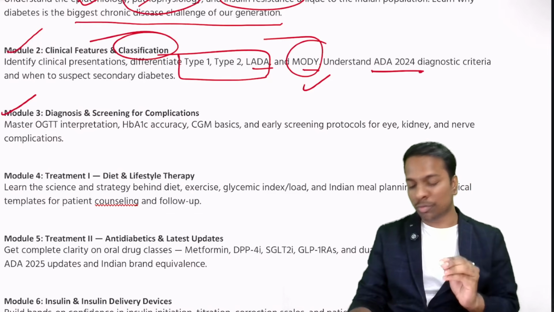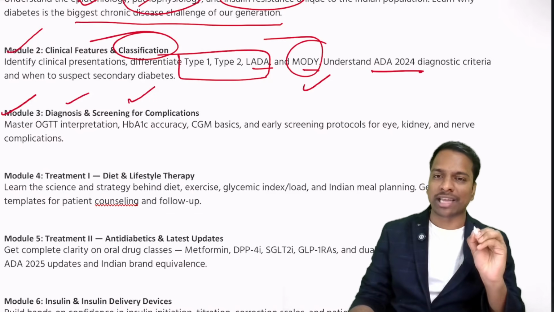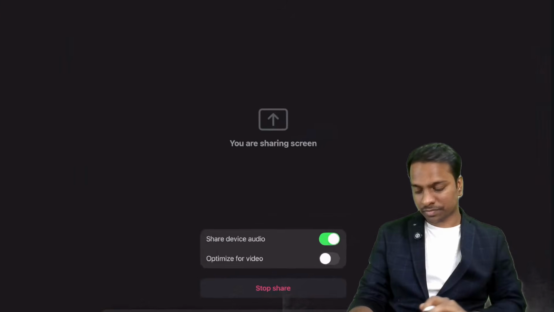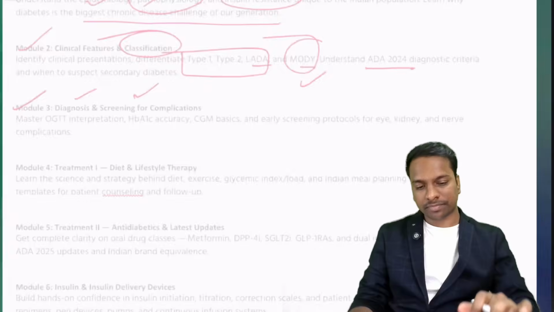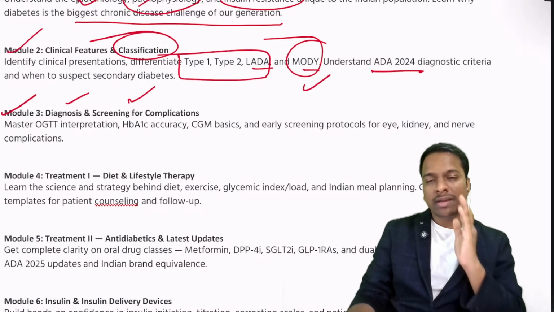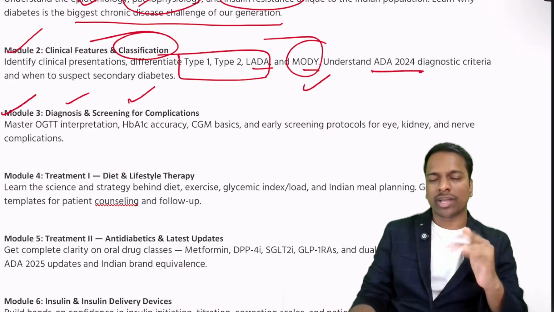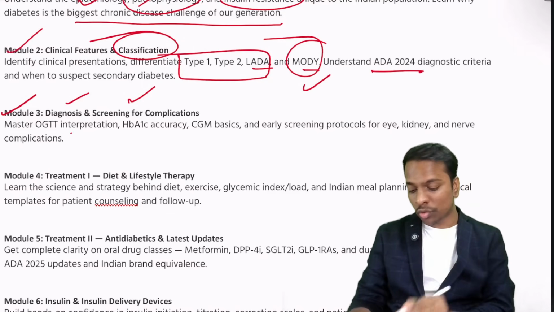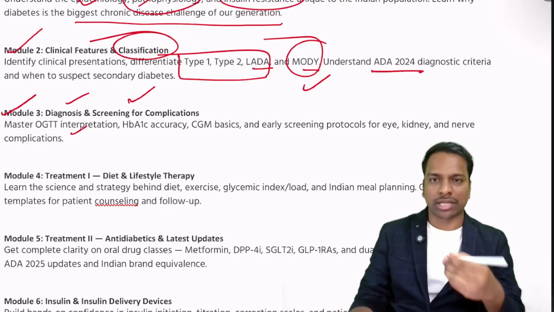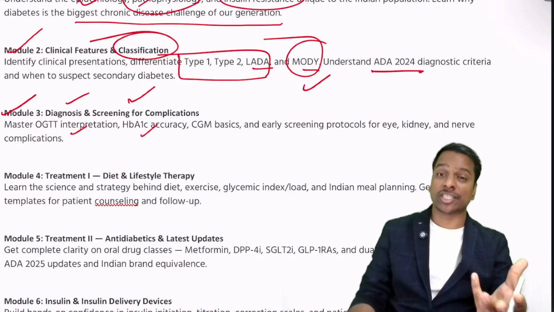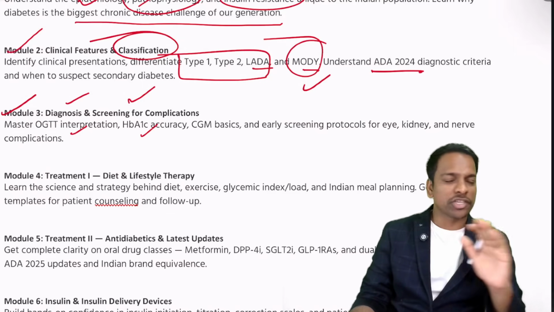Module 3 will be diagnosis and screening of diabetes, the diagnostic criteria. What exactly is there in diabetes is very, very important. What is the OGTT interpretation, what is the classification that we have kept for this, what is HbA1c accuracy, what is required, what is HbA1c first of all. All the investigations will be discussed.